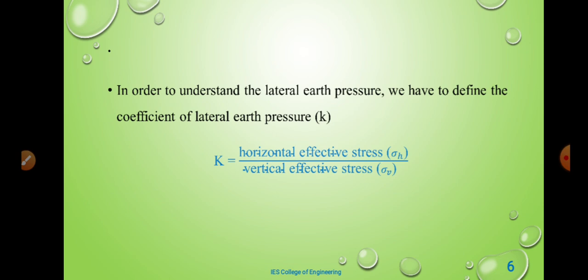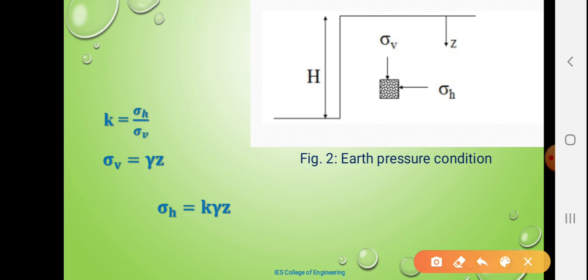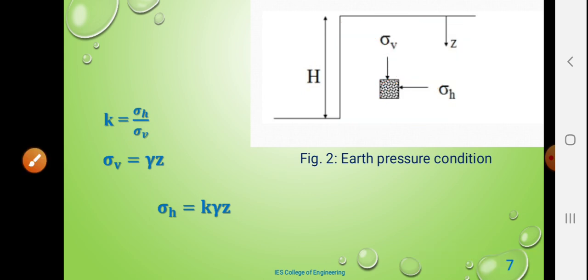In order to understand the lateral earth pressure, we have to define the coefficient of lateral earth pressure, which is denoted by the letter K. K is equal to the ratio of horizontal effective stress sigma H to the vertical effective stress sigma V. Look at the figure. If this is the wall supporting the soil, then the soil will give some pressure on this wall. That pressure is known as earth pressure or lateral earth pressure.